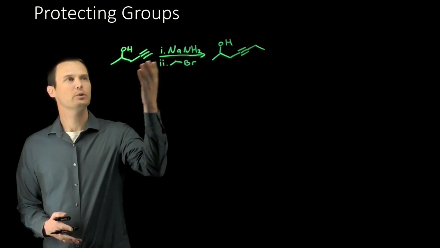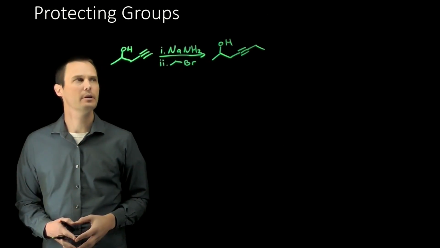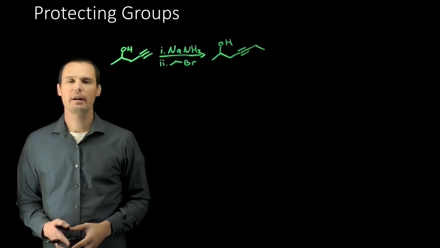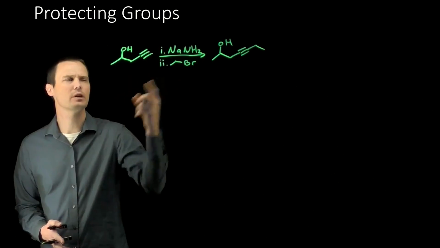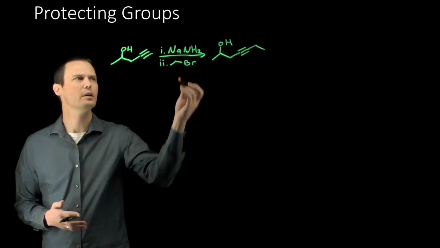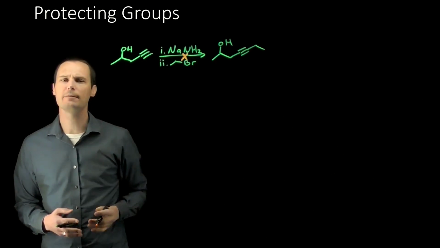We're going to take the starting material, react it with sodium amide and ethyl bromide. And if we look at the product that's formed, there's a problem. This is not actually the product that we would make if we took this starting material and subjected it to these conditions. These reaction conditions would not form this product.